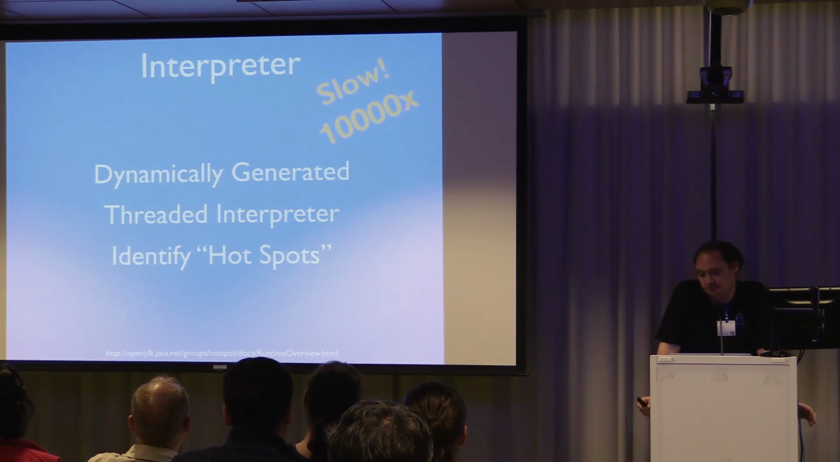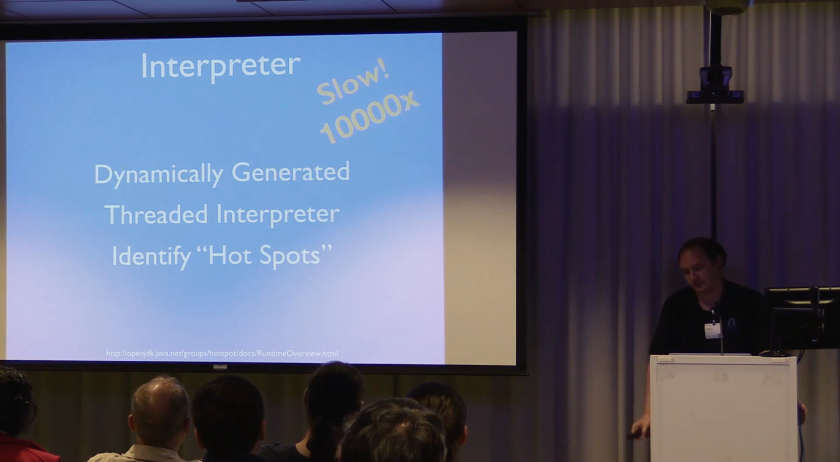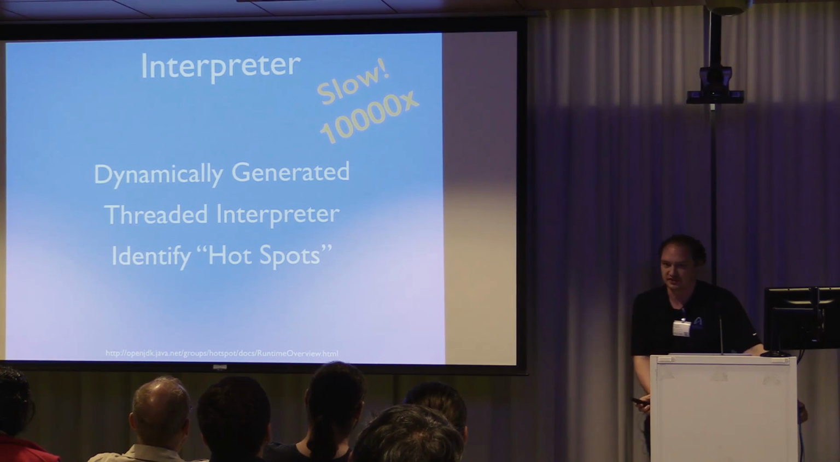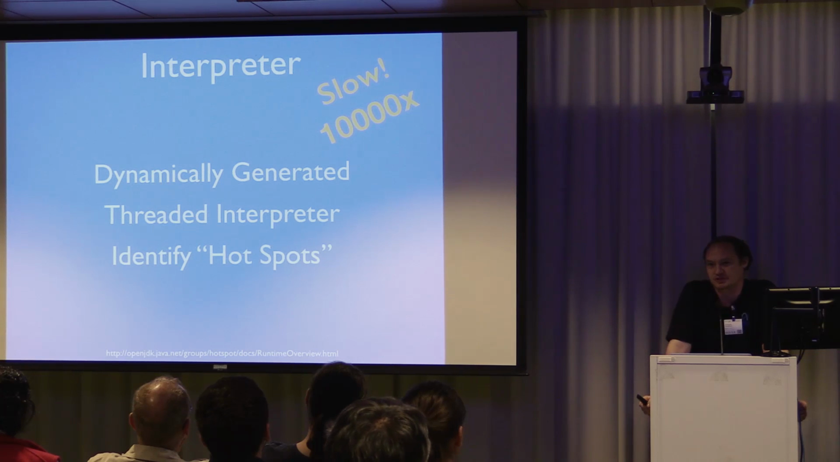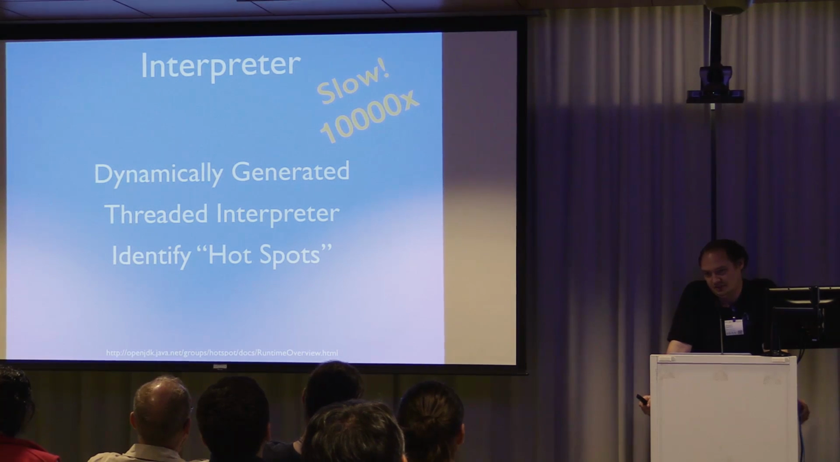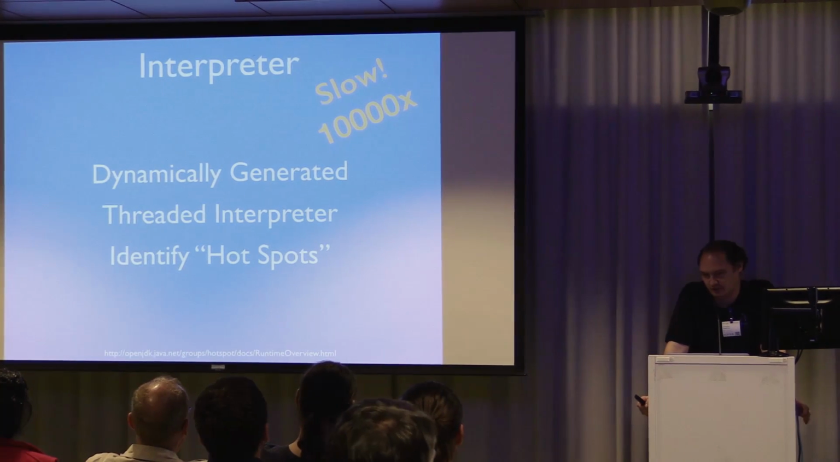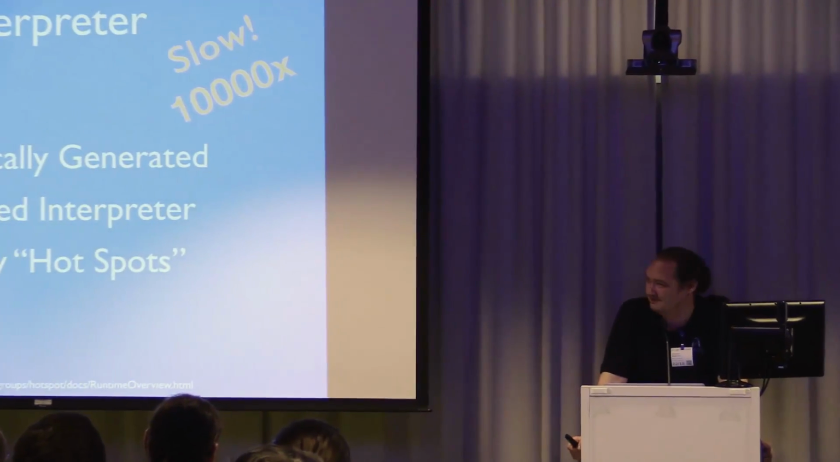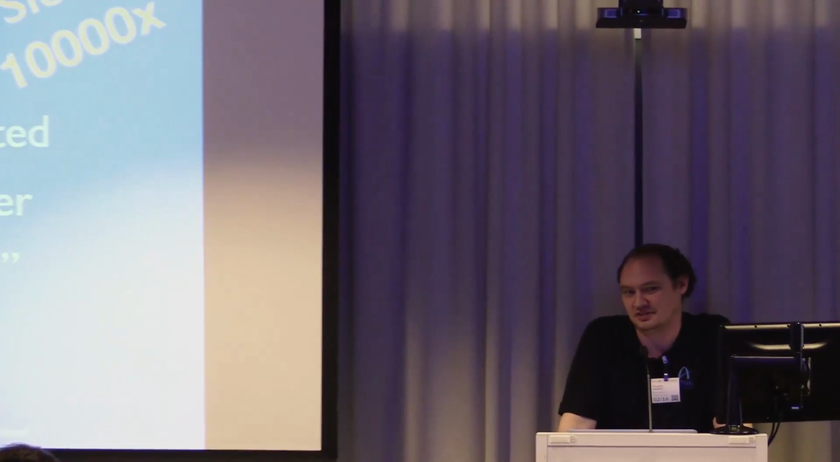The interpreter. This is, of course, where we start. It's, as interpreters go, pretty clever. It's actually dynamically generated when the VM starts up. It's a threaded interpreter, which is a way of reducing the branching so that it'll run faster. But as compared to the JITs, it's still really slow. It's about 10,000 times slower than the JIT. So you really don't want to spend much time here.